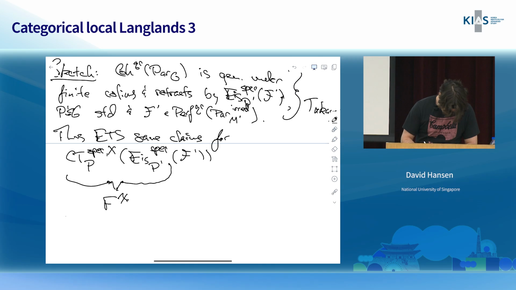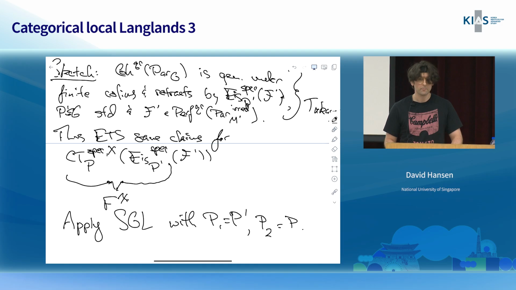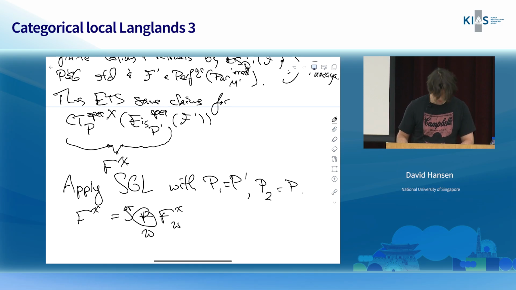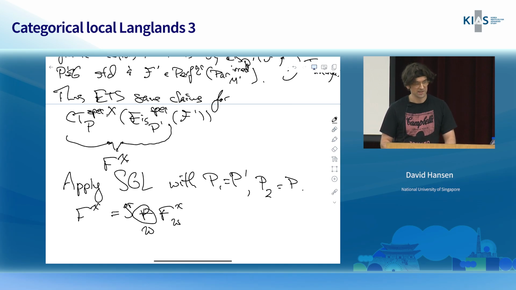Okay. And so now, you may not be surprised that the next step is to apply this spectral geometric lemma, which I denote like this, with P1 being the thing we're inducing along, so P1 has to be P prime, and then P2 is the thing that we're doing constant term along, so P2 has to be P, right? And that will decompose this F chi up to some filtration into these pieces indexed by Weil double cosets of some F chi W, and then recall from yesterday, each of these F chi W's will in turn have its own n-index filtration. I'll get to that in a second.